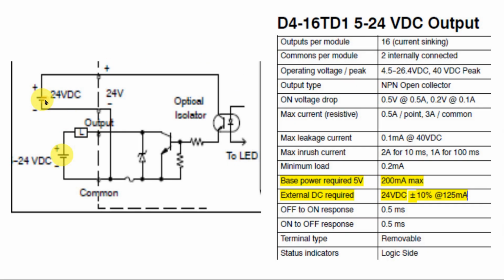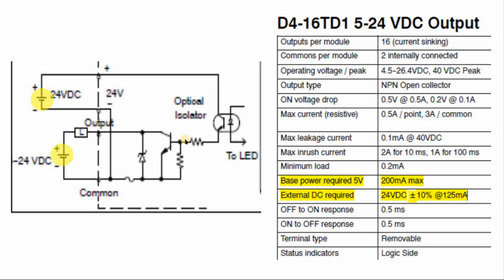In this, you can see they showed us that we need two types of power supply. The first one is common for the whole card, and the second will go for each channel. So the first power supply will provide power to the optocoupler, which powers the base of this transistor to drive the current through our load. You can see here two types of requirement. The first one is 200 milliamps from the base, and then the external power required is 125 milliamps on the 24 volt.